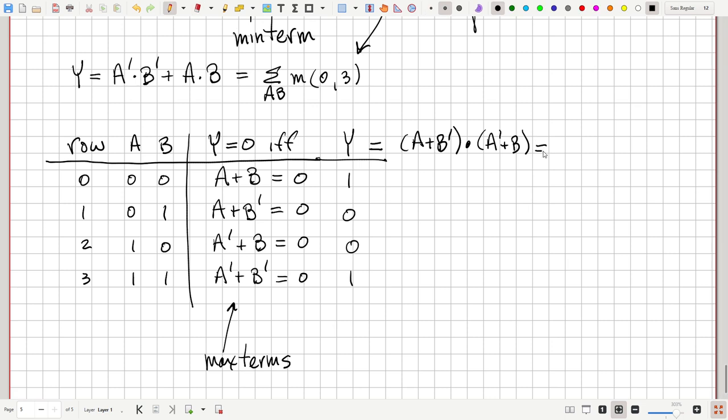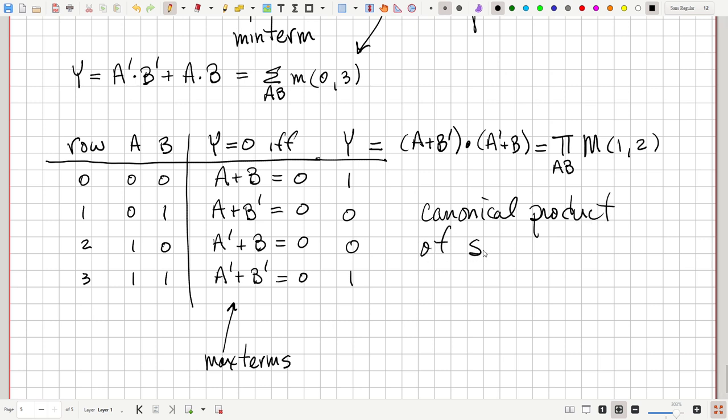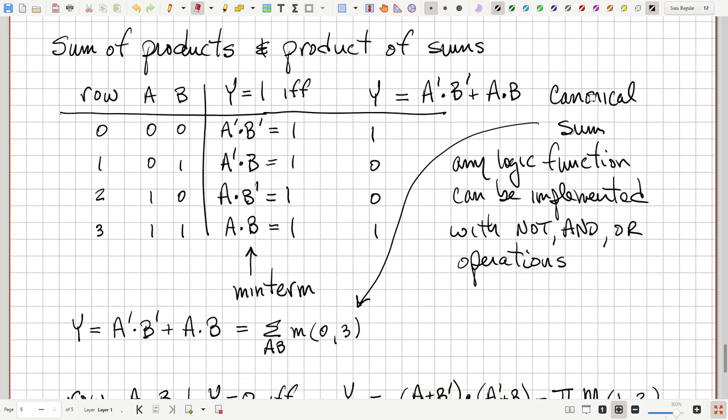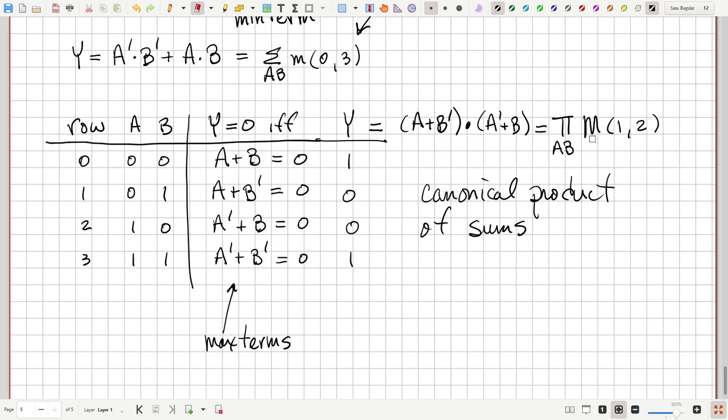And what we would do formally, we would write this using the capital pi for a product. Pi over all values of A and B of the max terms, capital M, for rows 1 and 2. Those are the rows in which the truth table has zeros. So that is the canonical product of sums. So we have two ways to express formally a truth table. We can do this canonical sum of products, sum of the min terms, or this product of sums, where the max terms appear in the products. And those are the places that correspond to the rows where the logic function is zero.